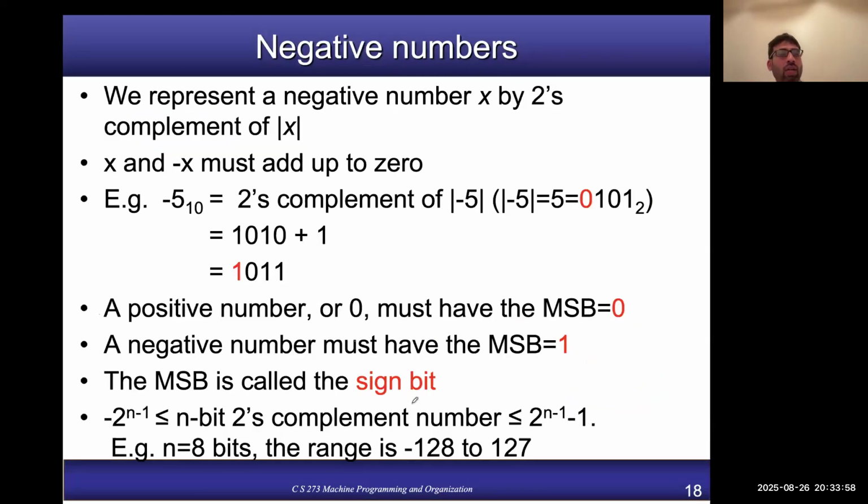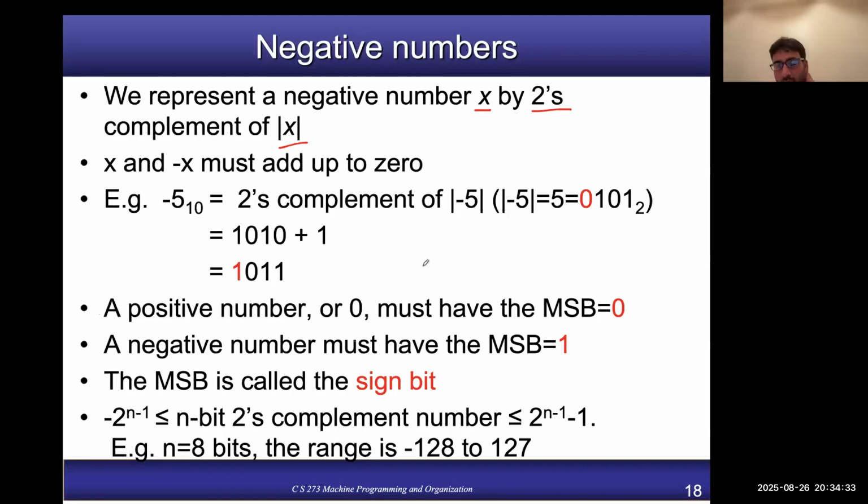Okay. So let's say we want to represent a negative number x. For example, -7. What I can do is represent -7 by finding the two's complement of 7. So if you want to represent a negative number x, you will simply represent it by the two's complement of the magnitude of x, irrespective of its number, right? And if you add x and minus x in binary form, they must add up to 0.